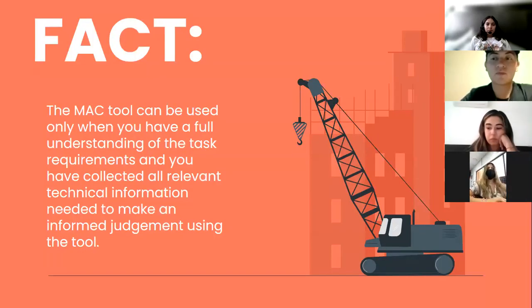Before starting to see how we can apply the MAC, this is a tool that requires a full understanding from the person who will implement it, because it's a task that requires having collected all relevant technical information needed to make an informed judgment using this tool.